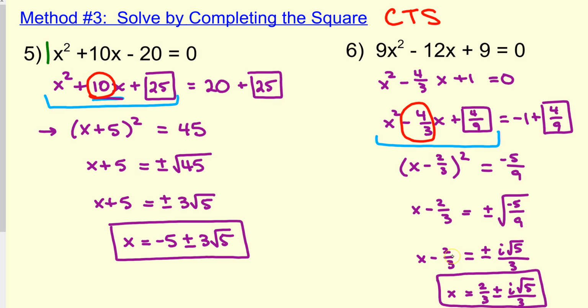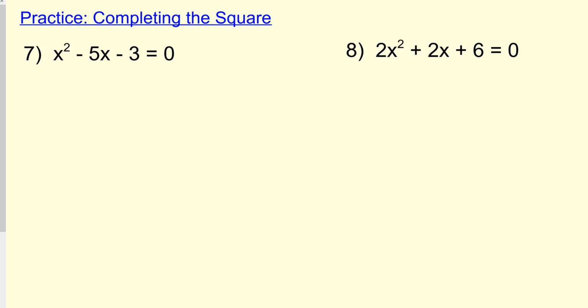Okay, what we're going to do is a couple more problems to practice completing the square. So what I would recommend is you pause the video, try it yourself, and then resume, and you can see if what you did and what I did are the same.